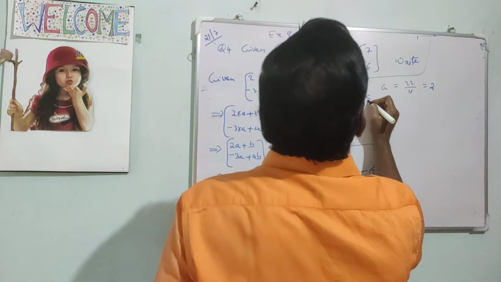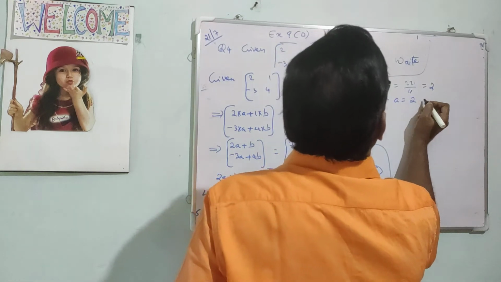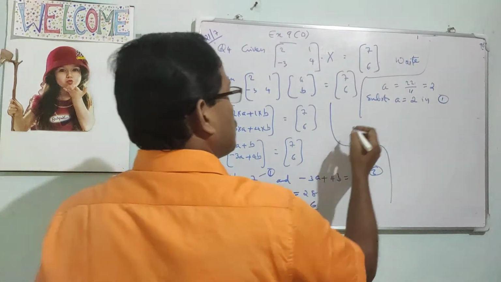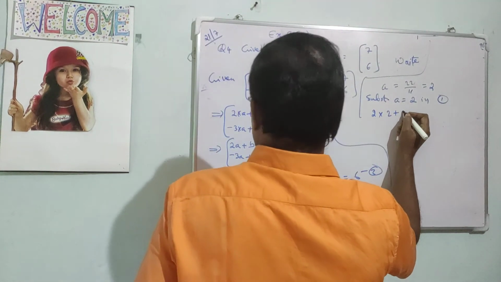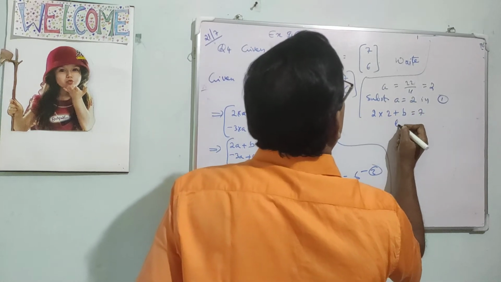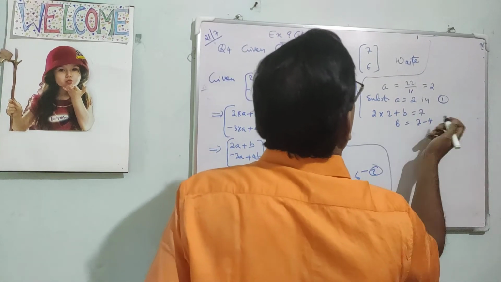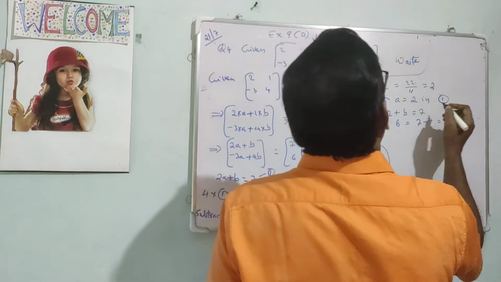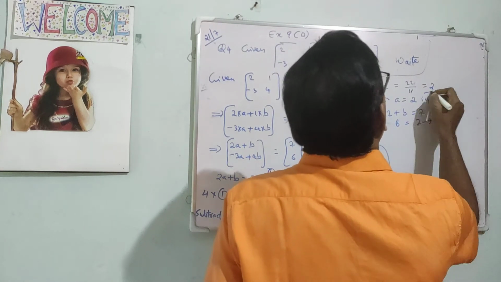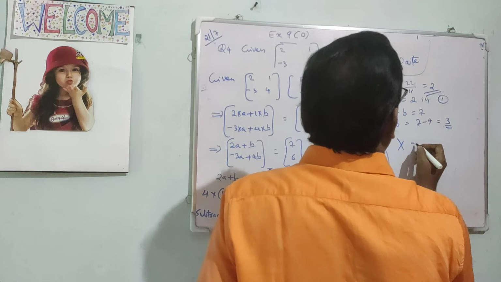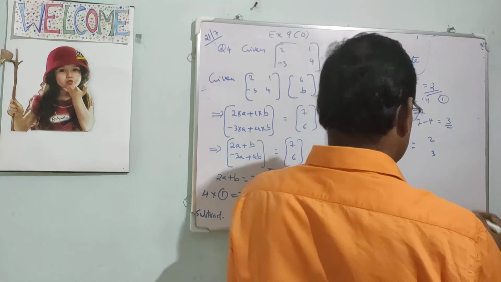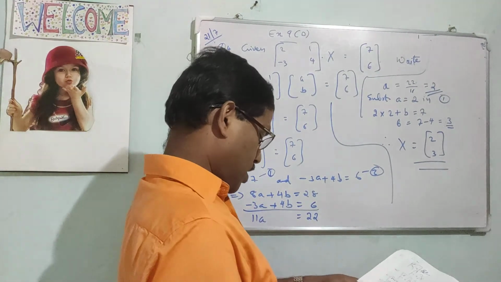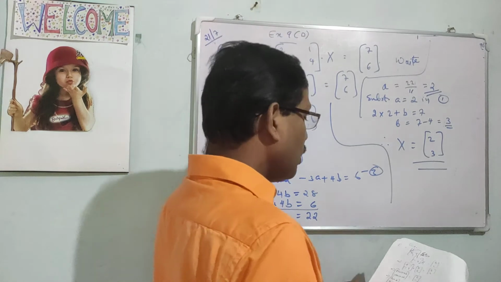Normally, what do you do? Substitute A is equal to 2 in any equation. Substituting in equation 1, 2A plus B is equal to 7, so 2 into 2 plus B is equal to 7, B is equal to 7 minus 4, so it is equal to 3. So we got A as 2 and B as 3. Therefore A is equal to 2 and B is equal to 3. Therefore X is equal to 2, 3. We took A and B. Okay, yes, we have finished that question.